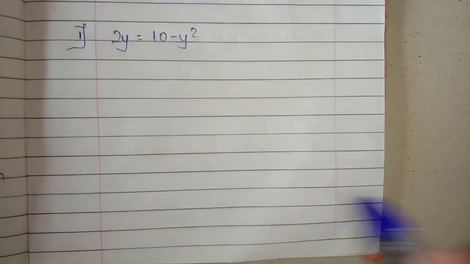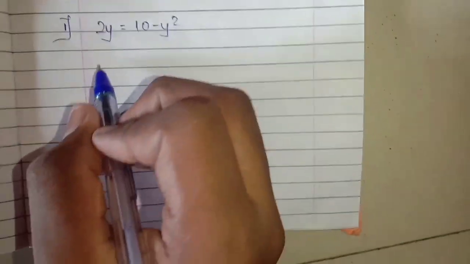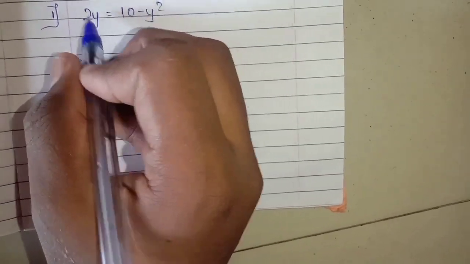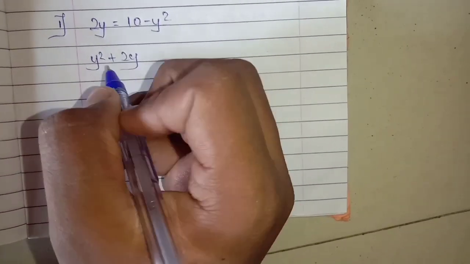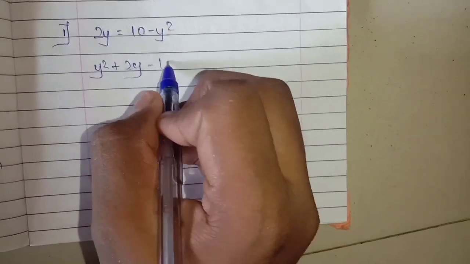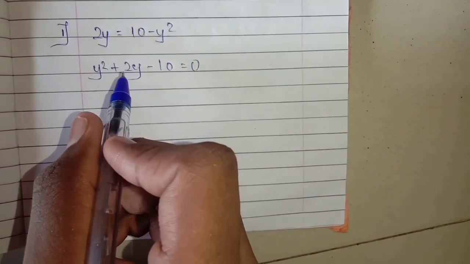So the first question is 2y is equal to 10 minus y square. So first will come minus y square. When it comes to the left side, it will become plus y square, and this 2y will become plus 2y. As we know, this 10 will go to that side, it will become minus 10, is equal to 0. So now it is in the form of ax square plus bx plus c is equal to 0.